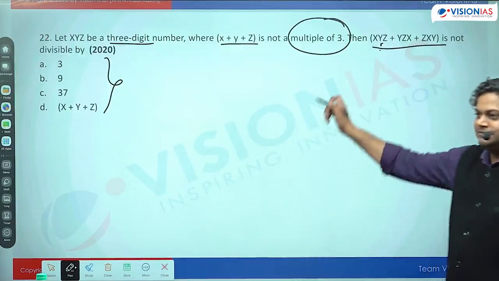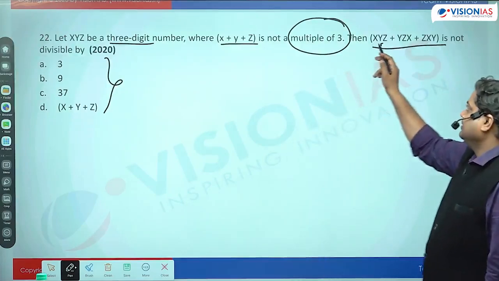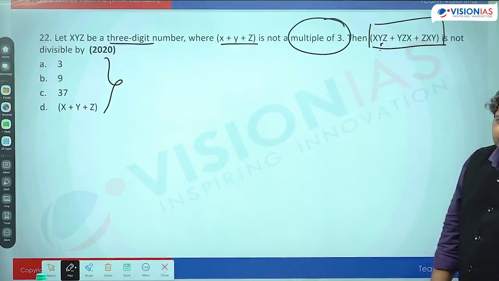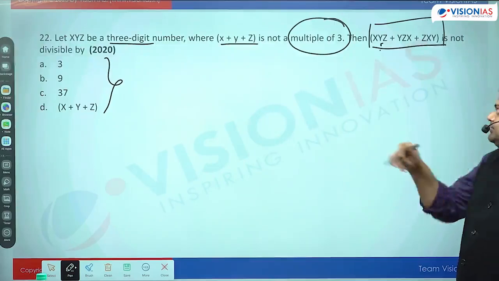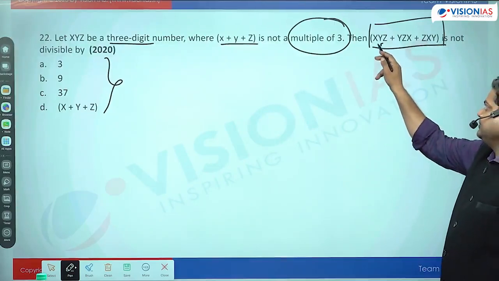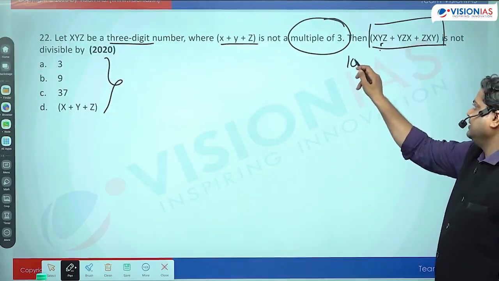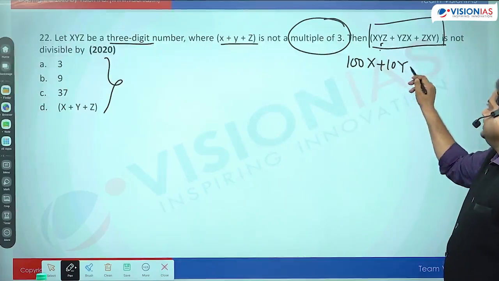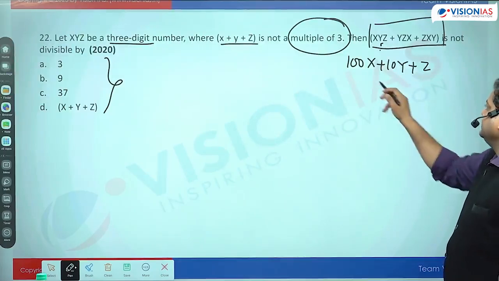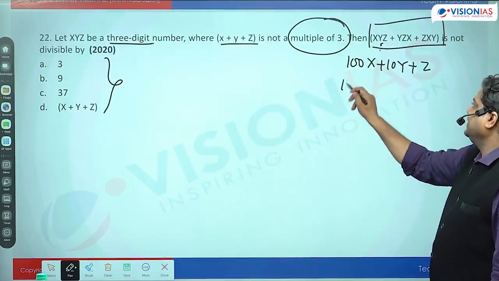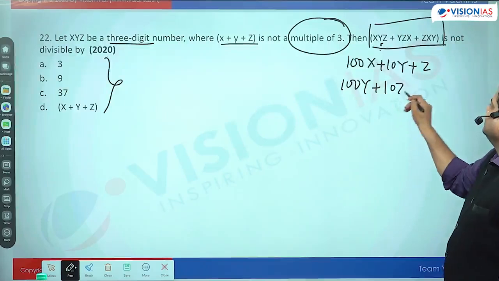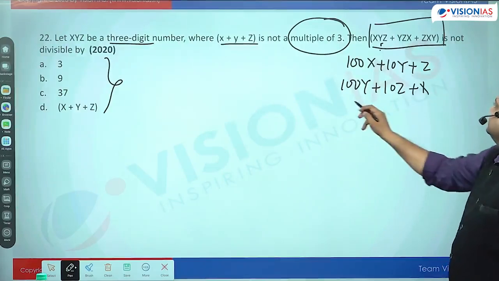सबका यही आ रहा है. We can take the place values also here. Place values में क्या आ जाएगा इधर? 100x plus 10y plus z. Then we have 100y, x.